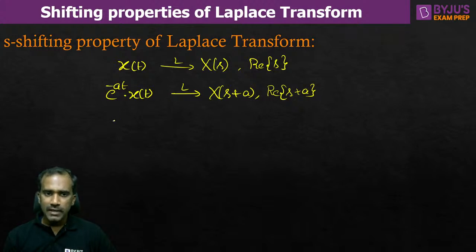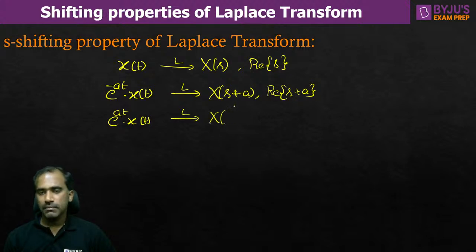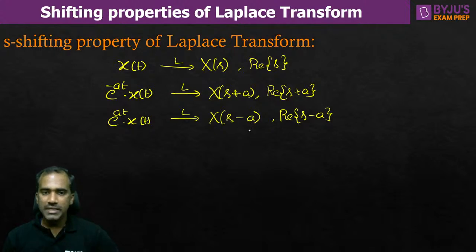Similarly, e power plus at, if you take the same thing, instead of minus a, if you take plus a, so replace a with minus a. So it becomes s minus a. So s is replaced with s minus a here, because it is multiplied with exponential signal here. So it becomes real part of s minus. ROC also changes according to this. I'll take some examples, then you'll understand.